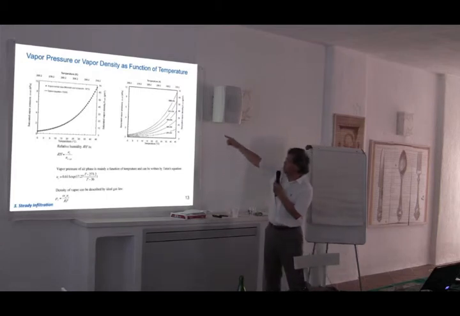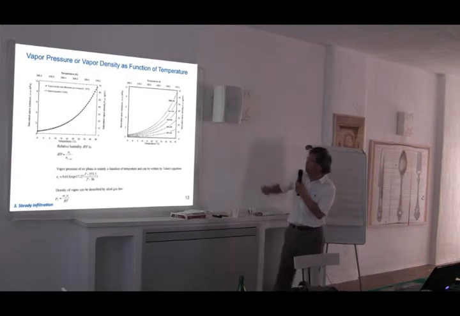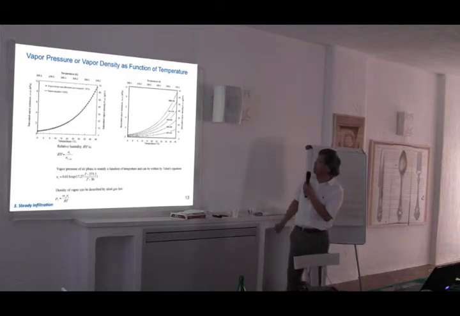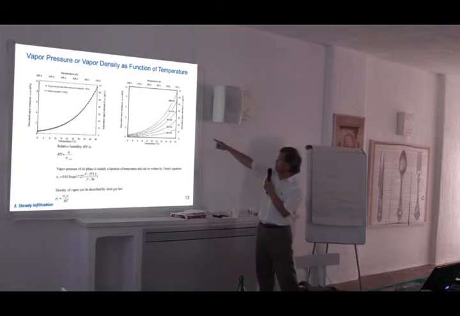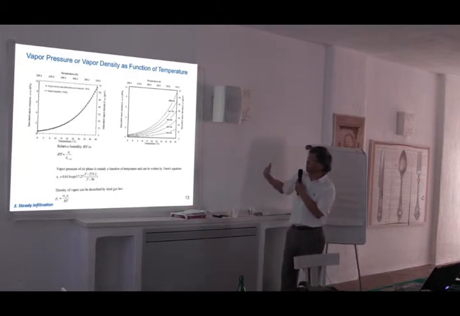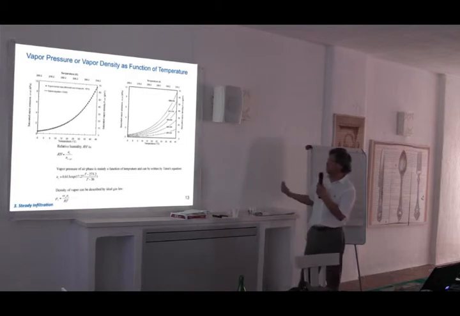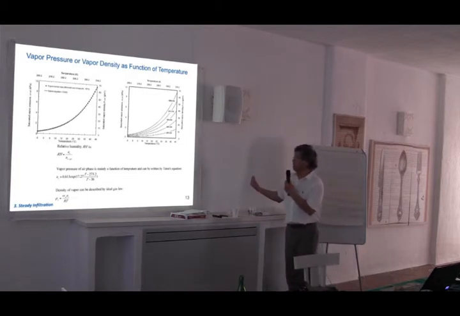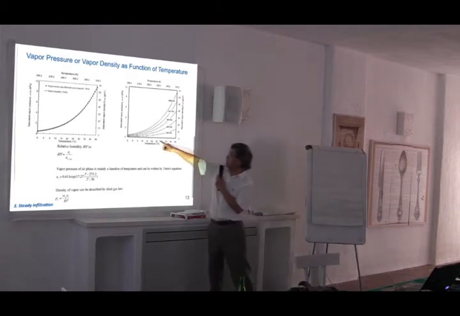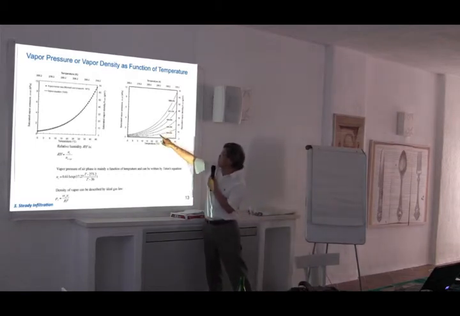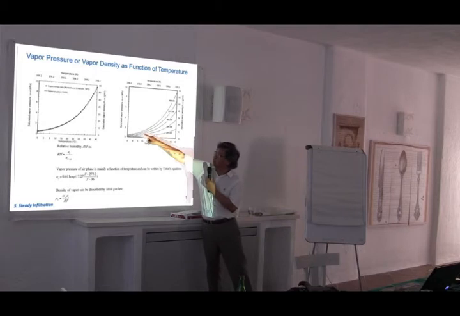So from that line, depending on what relative humidity you have, you can see what the vapor pressure is. In this diagram, for example, say today's humidity is 60% and today's temperature is 25 degrees. What is the vapor pressure here? So you take 25 degrees Celsius, then go to 60% humidity, and you can see the vapor pressure.